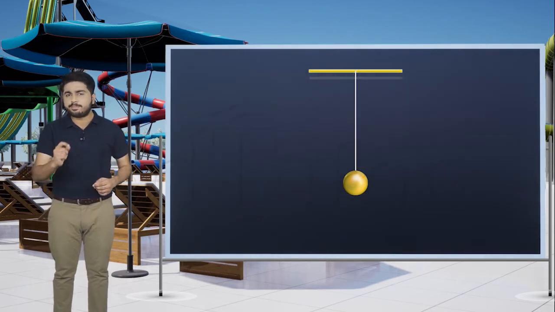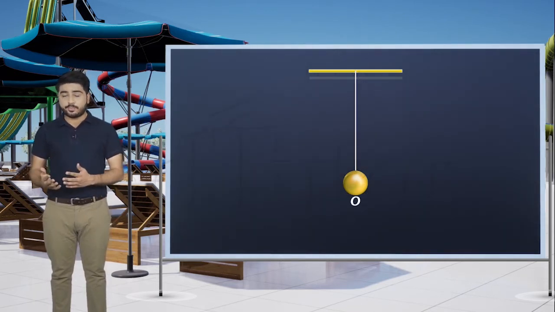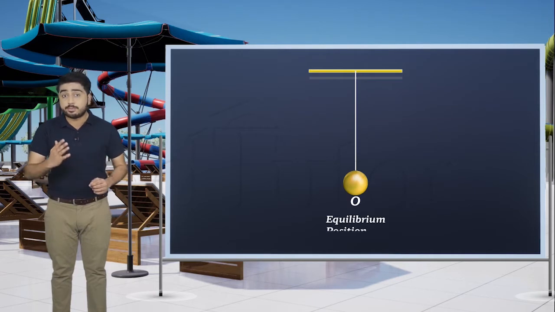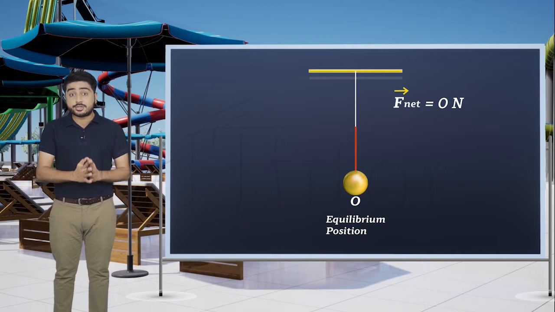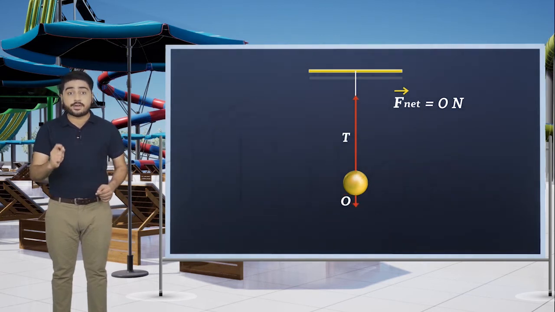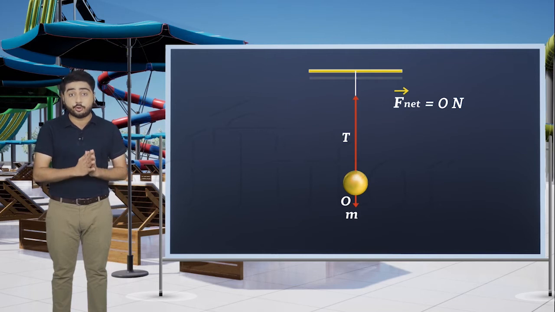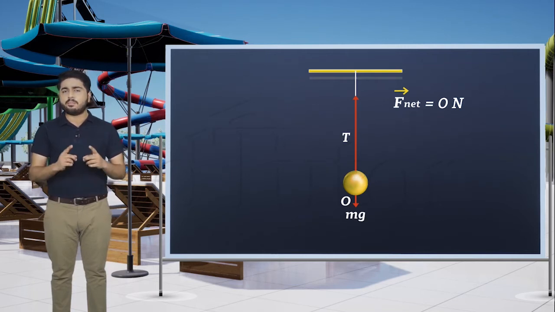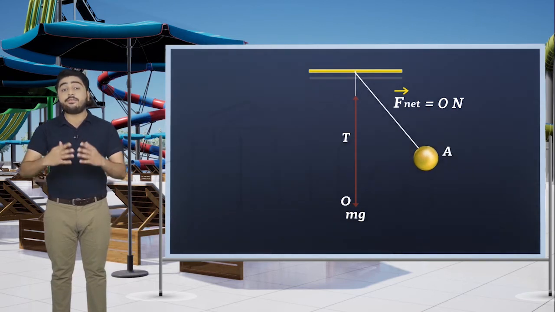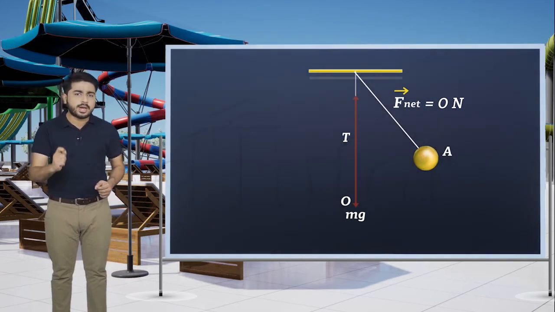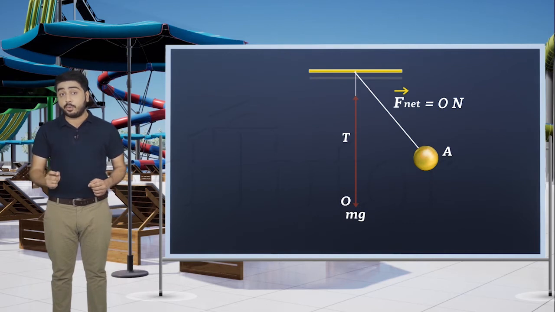When the bob of a simple pendulum is at position O, that is its equilibrium position, the net force is 0 Newton because the tension in the string cancels the effect of the weight, mass m multiplied by acceleration due to gravity g. But when we bring the bob to position A and leave it freely, it will start vibrating around the mean position O.